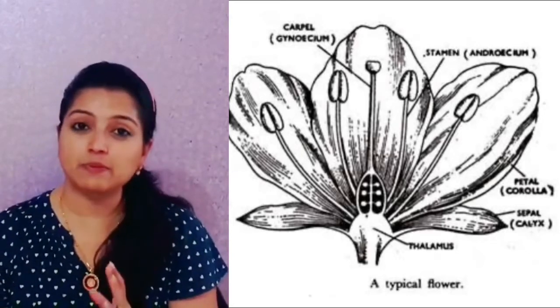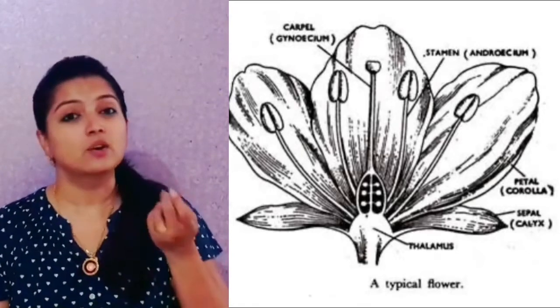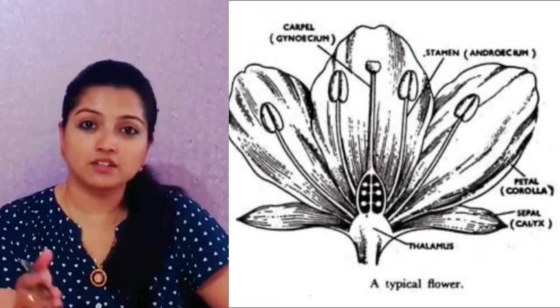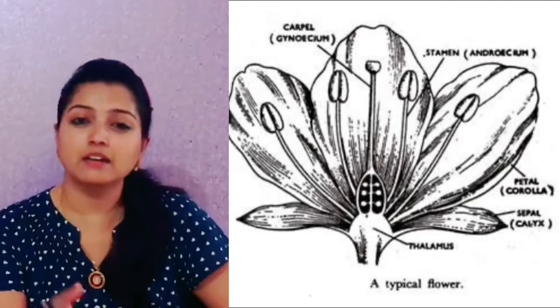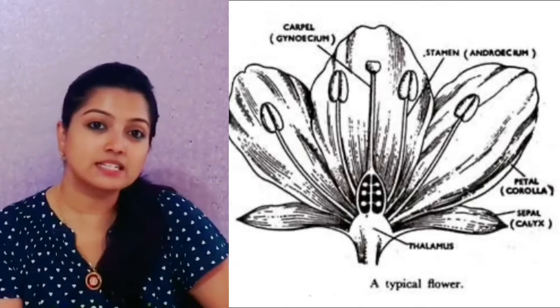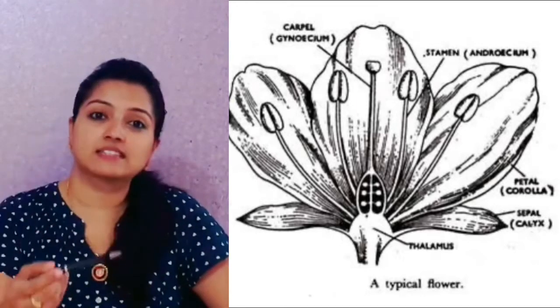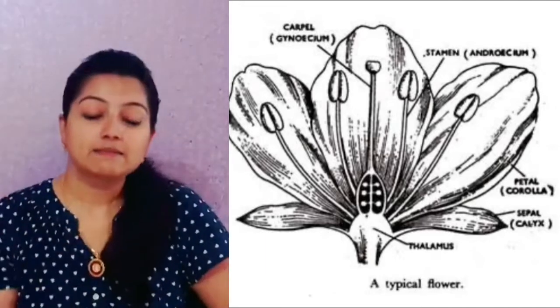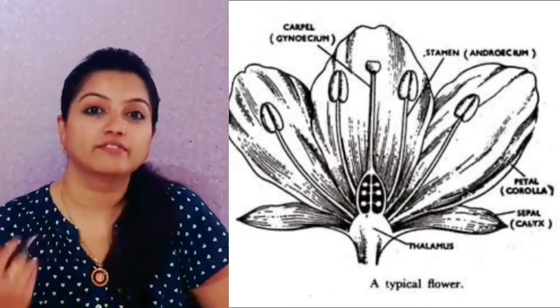The next and last part of the flower is the gynoecium. Now gynoecium, when I talk about it, is the pistil or the carpel. The individual appendage of gynoecium you can say as a pistil or a carpel. Now this consists of stigma, style and ovary. It helps in production of megaspore, fruits and seeds.